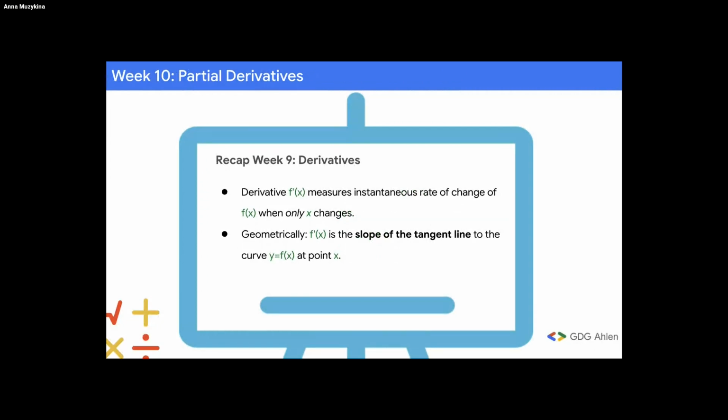We learned that the derivative f prime of x tells us how fast the function's output f of x is changing at the exact moment the input is exactly x. It measures the instantaneous rate of change with respect to that single input variable x. Geometrically, we saw that f prime of x gives us the slope of the line that is tangent to the function's graph at this specific point. It tells us how steep the function is right there. But what if the output depends on more than just x?